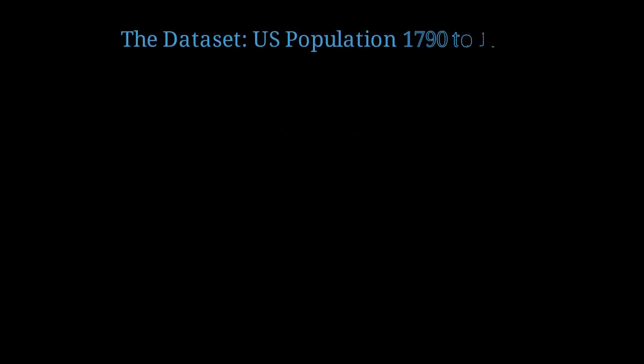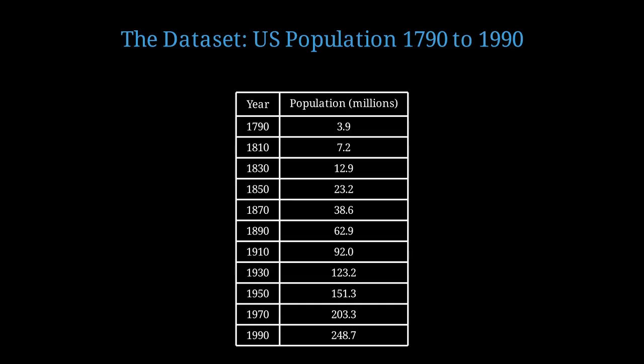Let's examine real data. We'll use United States Census data from 1790 to 1990, spanning 200 years of population growth. Here's a subset of the data. Notice how the population starts at 3.9 million in 1790 and grows to nearly 249 million by 1990. The growth appears to slow down in later decades.